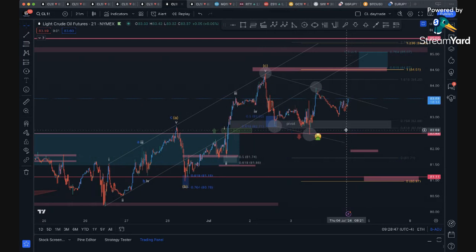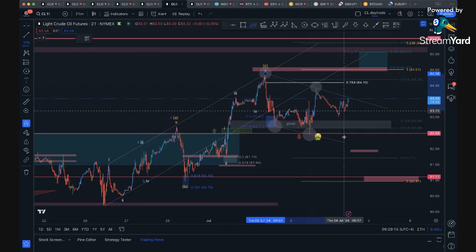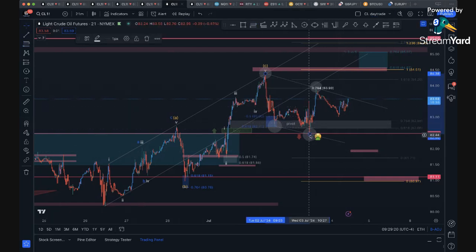So let's put Armando's fib tool on the structure. What we want to do is, originally, you would have Armando's fib tool at this swing high and this swing low. But we already know it made another swing low. So let's go from this high, 84.38. By the way, this is crude oil futures. The pricing is going to be different depending on what broker you have. And the low is 82.46. Now I'm using the magnet because I like to get the price exactly on there. 82.46.